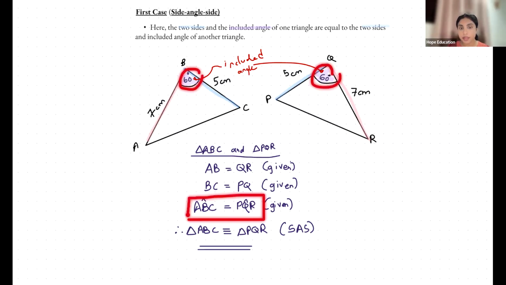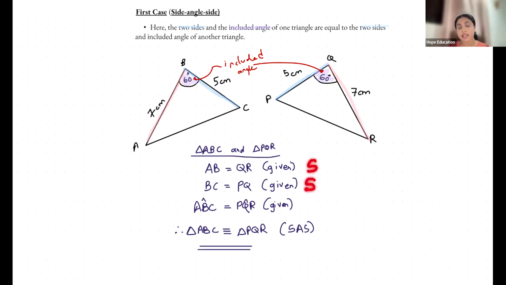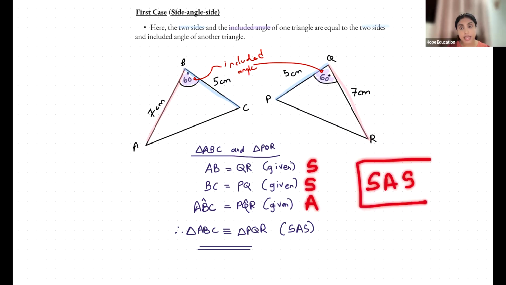So here, one side pair is equal, another side pair is equal, and the included angle is equal. So that's why I have defined this case as SAS. SAS means side, angle, side. Is that clear, Shweta?